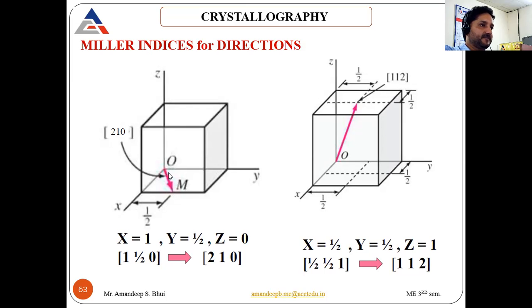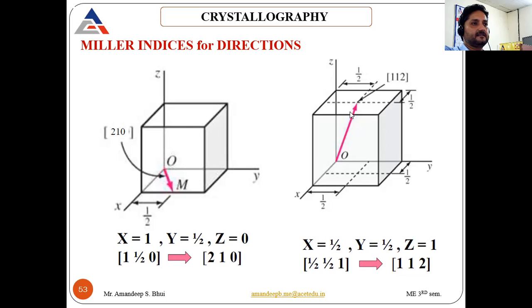Its value in x direction will be 1. In y direction it will be 1 by 2. So x is equal to 1, y is 1 by 2. In z direction it is 0. So it will form a value of 1, 1 by 2, 0. Here the common LCM is 2, so we will multiply with 2, and the value becomes 2 1 0. So 210 is the Miller index for this vector.